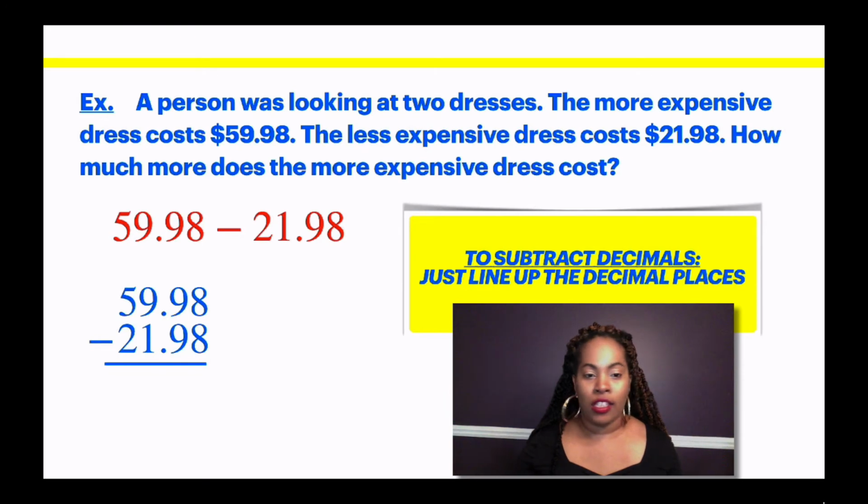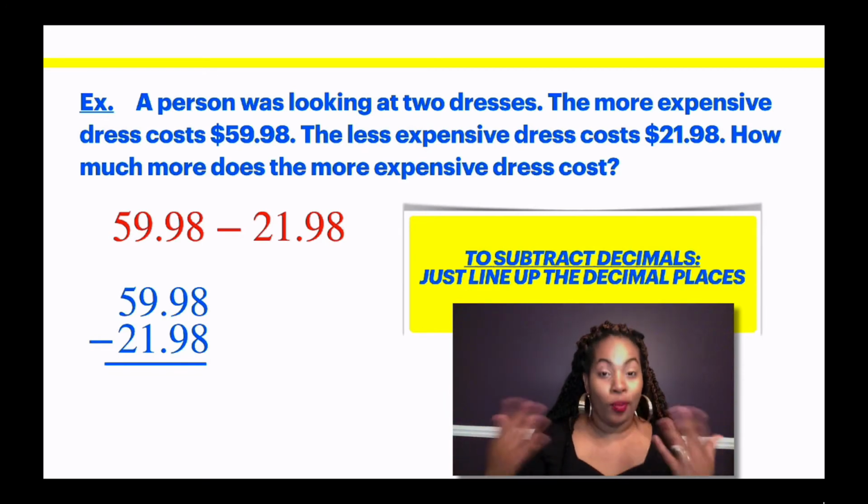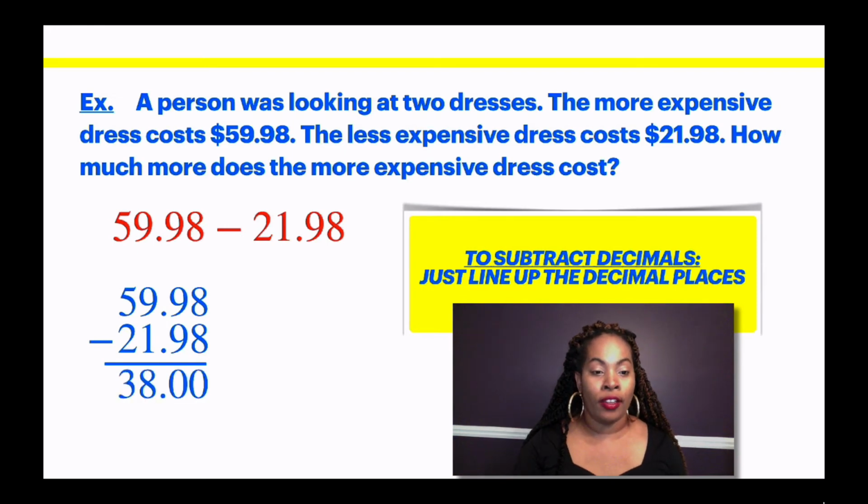And subtraction is just simple. Again, take away tenths from tenths, hundredths from hundredths, so on and so forth, because place value is very important. We end up with 38.00. Now remember, we're talking about money here.